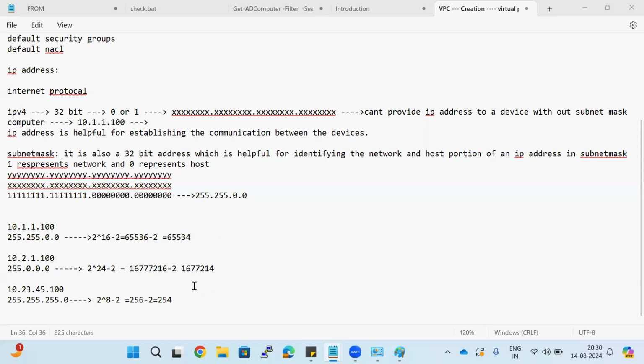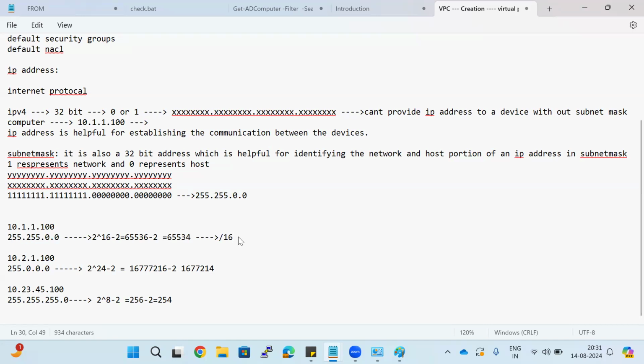So that's about the number of hosts, or the number of devices, that will be there depending on the subnet mask. Now, this particular subnet mask can be represented as a slash value. How many network bits are there in this subnet mask? 16. So the slash value will be 16.